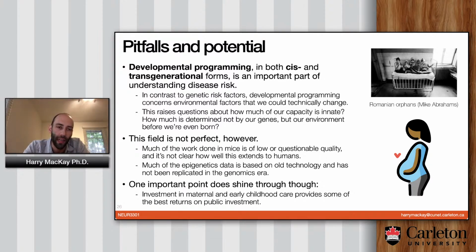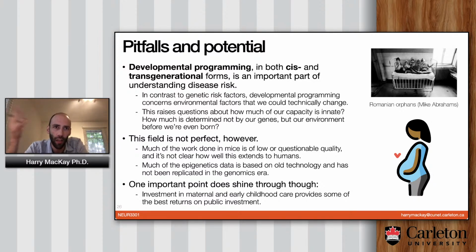What I'm trying to communicate is that developmental programming can happen within nearby generations, from mom to daughter, and it can also happen transgenerationally, from mom to grandchild, or from mom to great grandchild, etc. It's an important part of understanding disease risk, because we can only go so far with genetics. Even the world's most highly genetic conditions seem to have a fairly large component of the risk that's not genetic. And what's good about this is that we can actually change the environment.